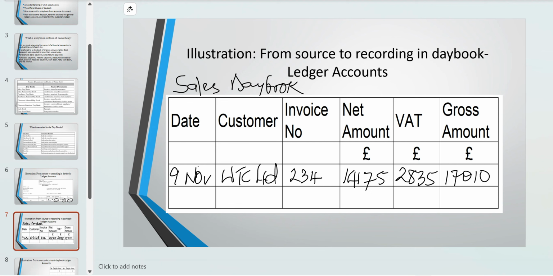When you do the calculation yourself, multiplying 14,175 by 20%, you get 2,835. When you add the net amount plus the VAT, it will give you 17,010 pounds. So this is how it is recorded in the sales daybook.